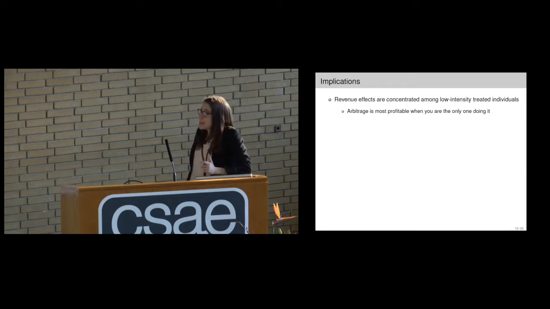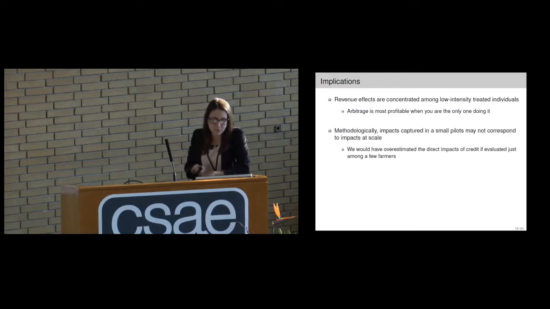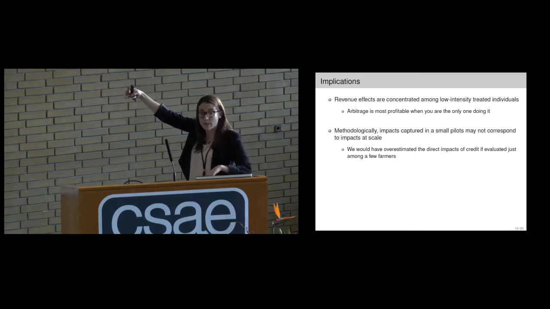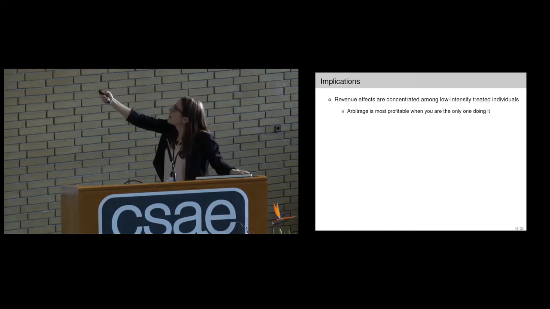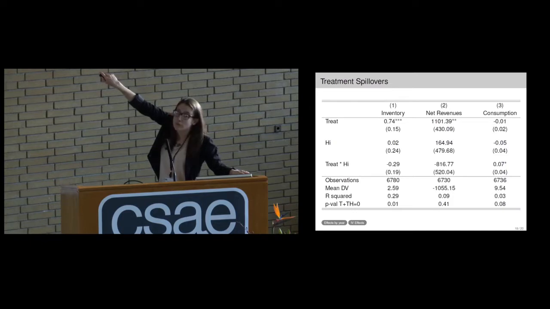The takeaway is the perhaps obvious one, which is that arbitrage is most profitable when you're the only one doing it. When others around you start to arbitrage and we see these price effects, it becomes less profitable. Methodologically, we think this is important because it suggests that the impacts captured in small pilots might not correspond to impacts at scale. Just note that if we had estimated the direct effects of this credit among only a small number of farmers, we would have really overestimated the direct benefits of this loan. We would have said, oh, this is a really high-return product, when in reality, when done at scale, the returns are much lower.